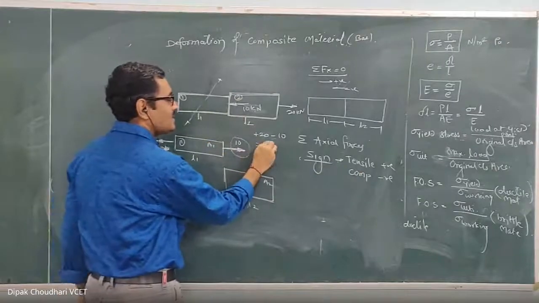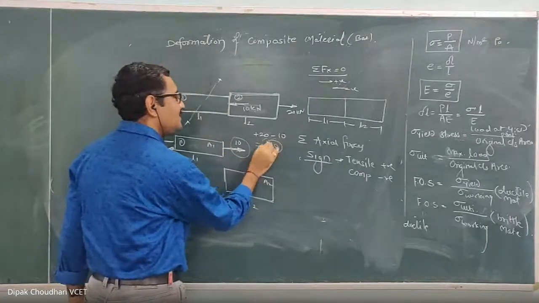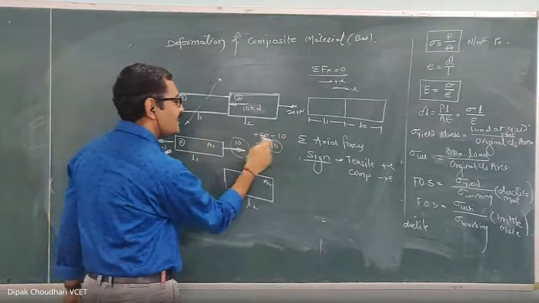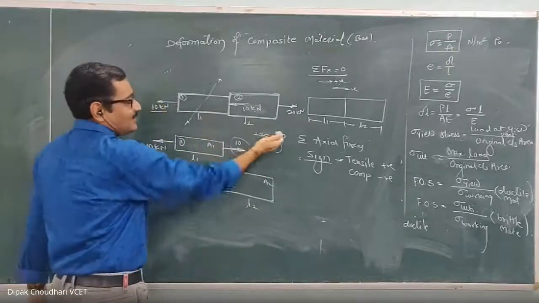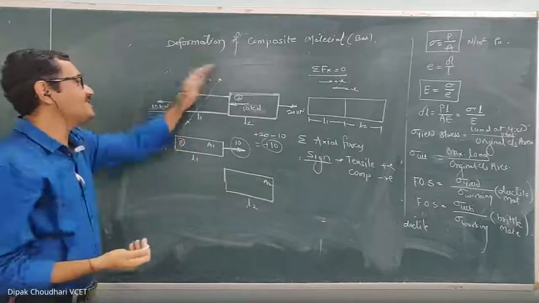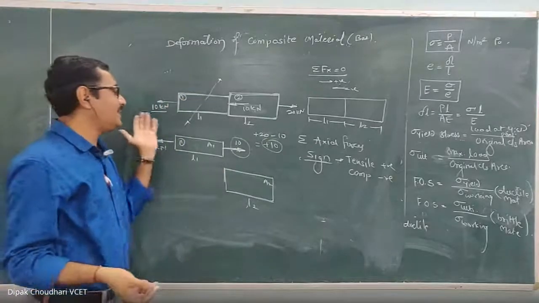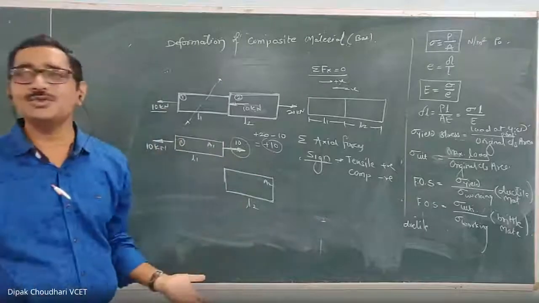So what is the summation? Summation is plus 10. Plus 10 means on the right hand side of this part, a tensile force of 10 kilonewton is acting. You can do it this way also, or take the algebraic summation of any one side of the section, whichever is easier to calculate, and directly for balancing on the other side you show the same force.